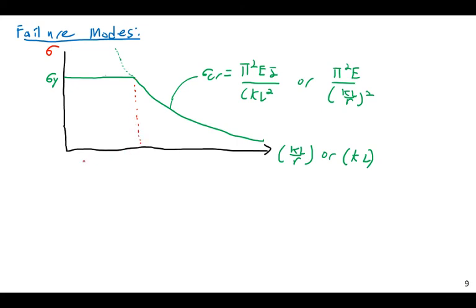So this represents short columns. Long enough that they're still columns, but they're just short columns. Short and long. And this zone is yielding, and this zone is buckling. So what this is really saying is that this equation shows the buckling stress increases continuously as the length of the column gets shorter and shorter and shorter.